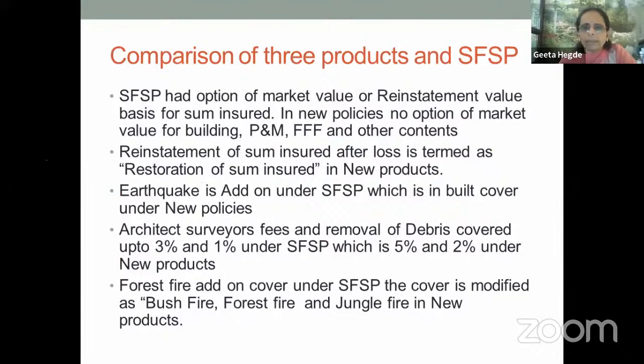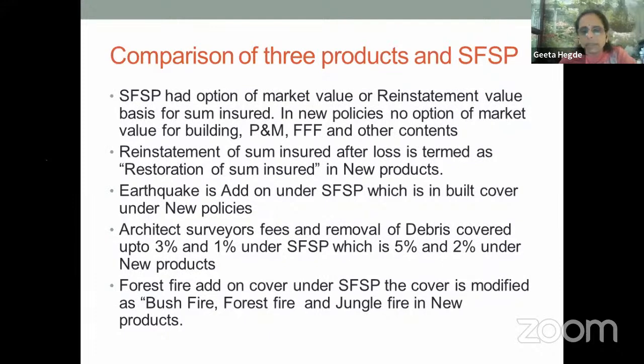Now we see a comparison for better understanding. SFSP had the option of market value or reinstatement value basis of sum insured. In new products, there is no option of market value for building, plant and machinery, FFF and other contents. Reinstatement of sum insured after loss is termed as restoration of sum insured in the new product. So this removes one confusion of the word reinstatement being used again and again in the SFSP policy with different meanings. So after the claim, what we call reinstating the sum insured under SFSP will now be called restoration of sum insured for better clarity.